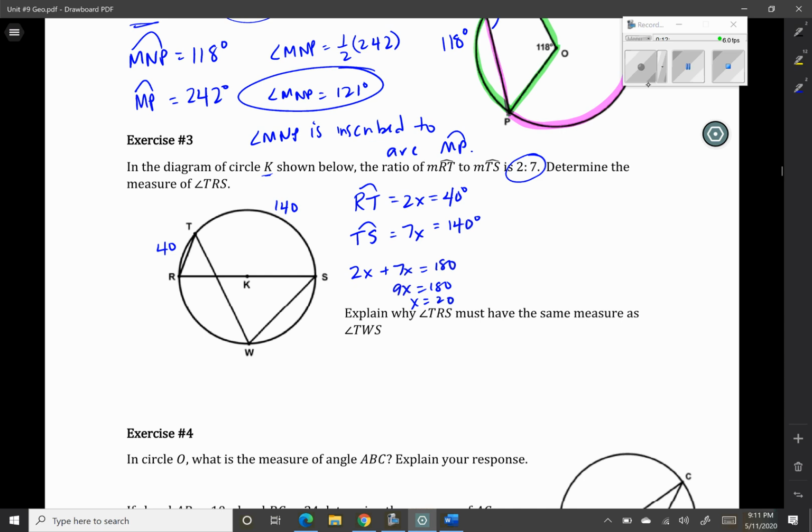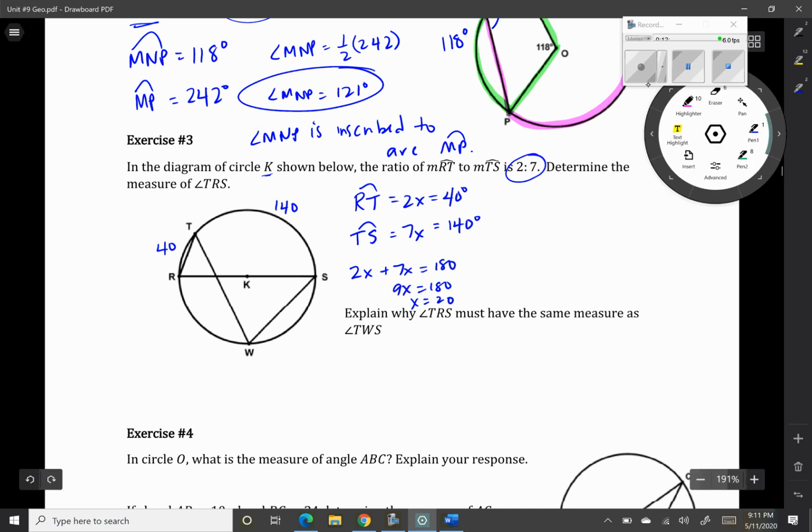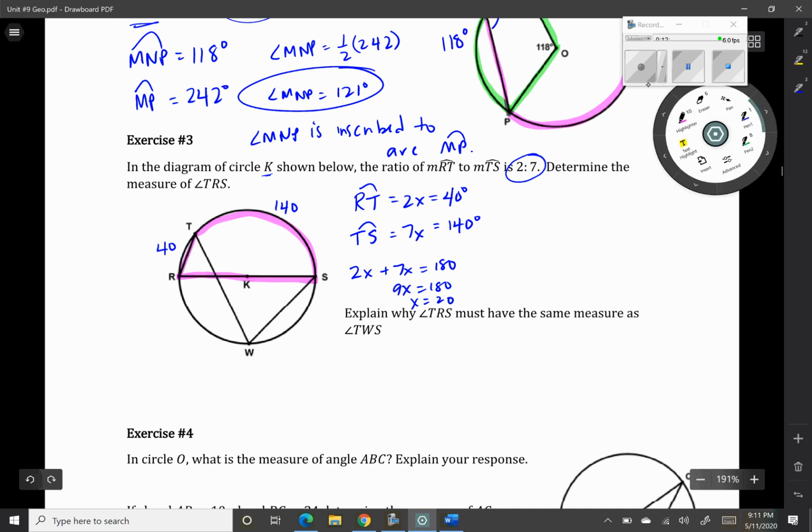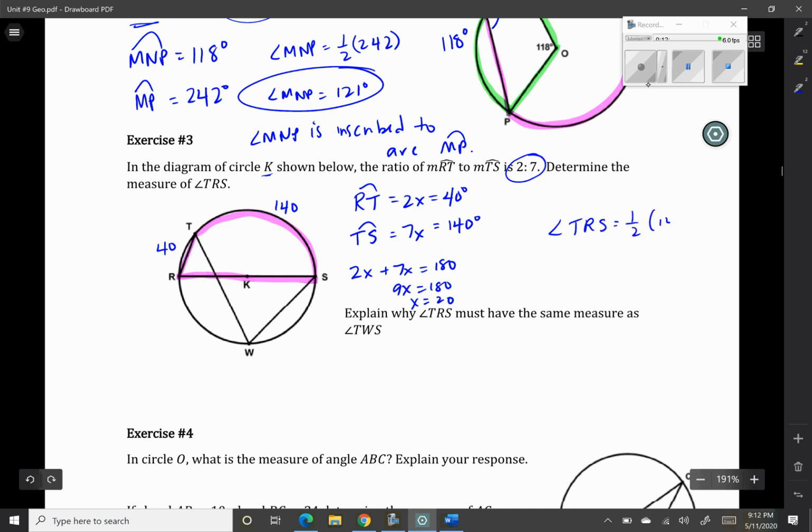Then it says, explain why TRS must have the same measurements as TWS. So let's take a look. Actually, no, I didn't even answer this first part. It says measure of angle TRS. So let's find where angle TRS is. TRS is inscribed to the arc of 140 degrees. So to find that measurement, we can say angle TRS is equal to half of the arc of 140. So angle TRS is equal to 70 degrees.